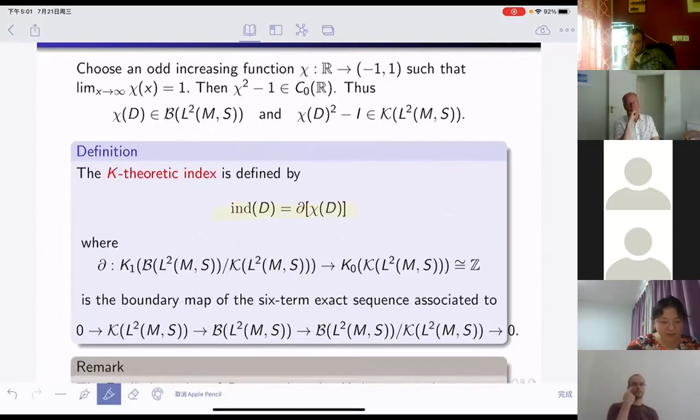But the good thing about the K-theoretic index is that it can be generalized to some non-compact setting. In the non-compact setting, the Fredholmness may not make sense.